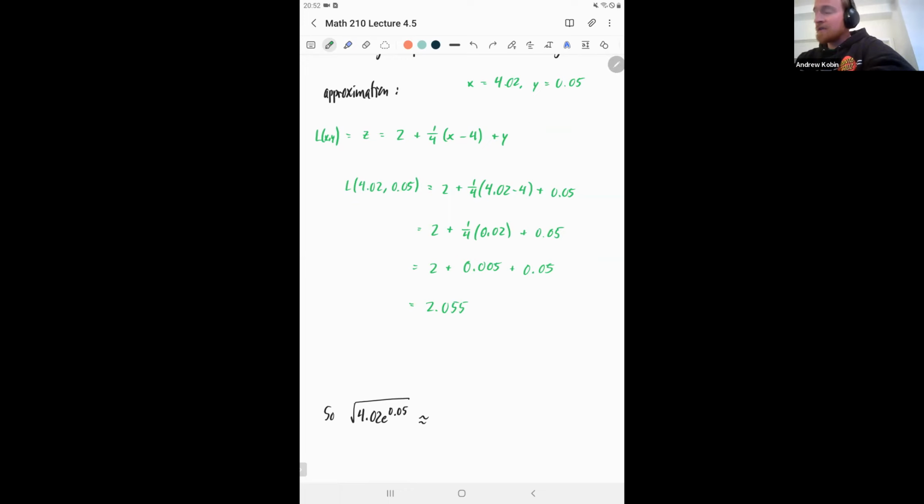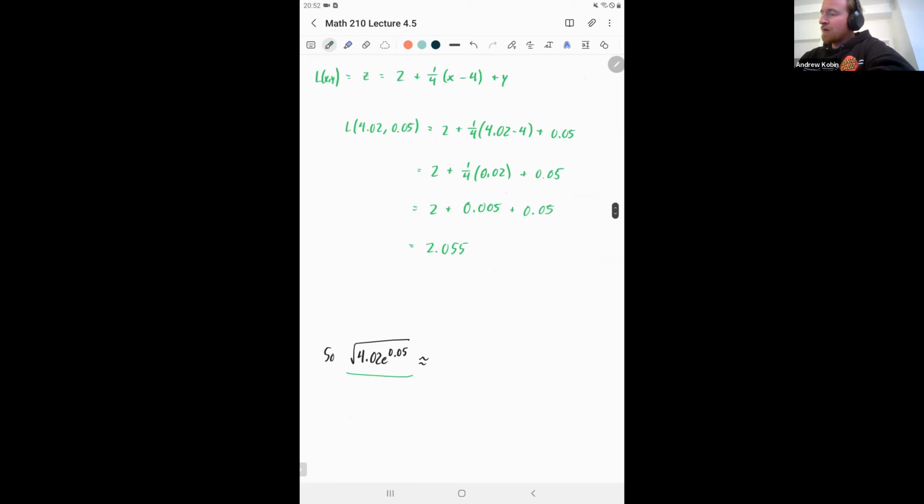That's pretty close to 2 like we expected. But this also tells us that the true value of the square root of that expression is fairly close to 2.055. That's a good approximation. How good is it? Well, let's learn more about linearizations and tangent planes and differentials to say something a little more precise.